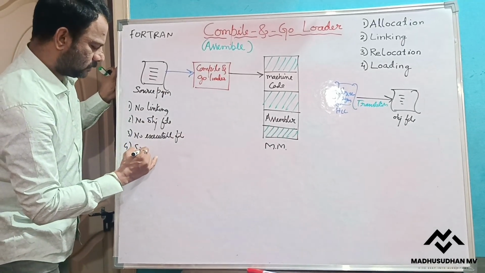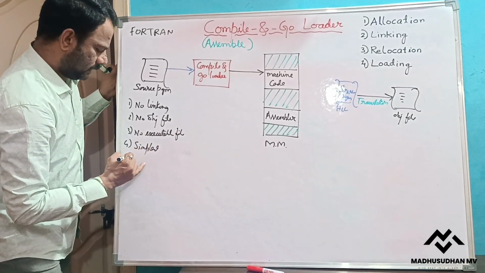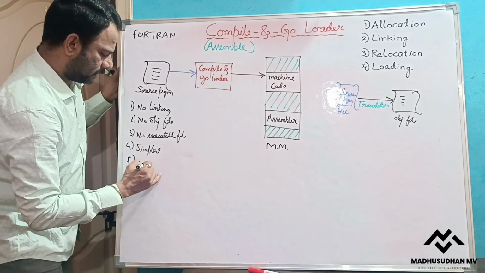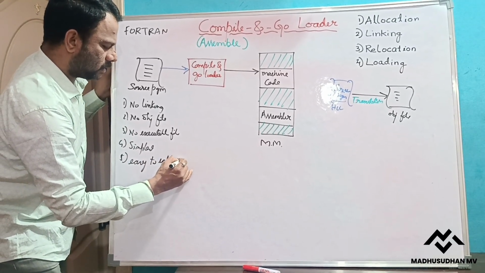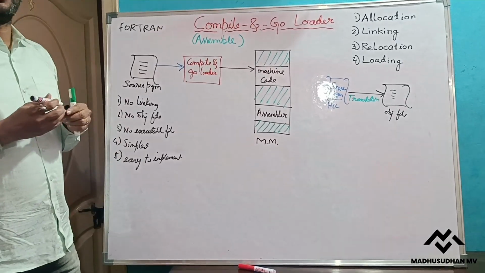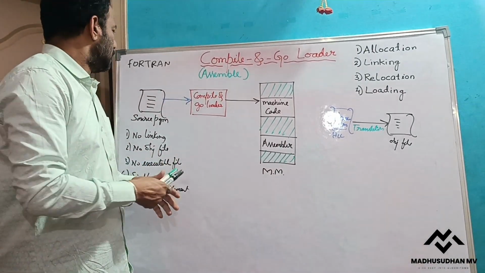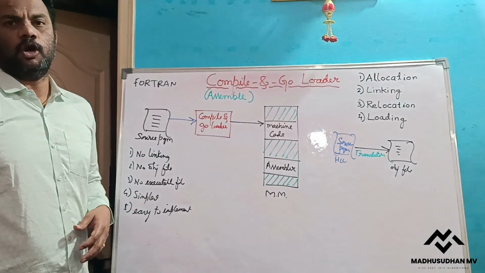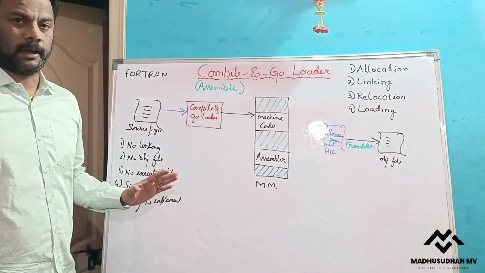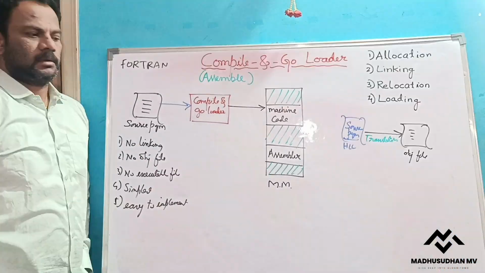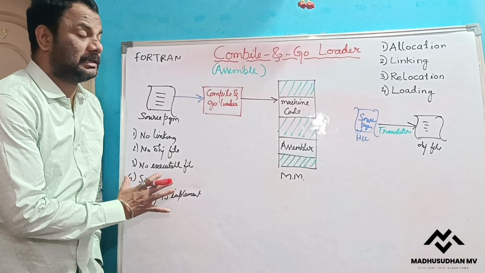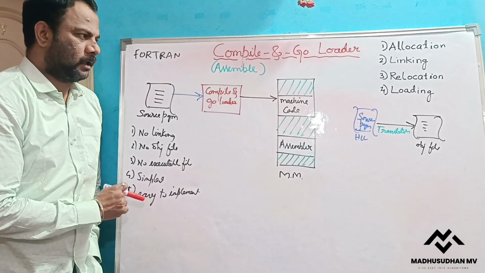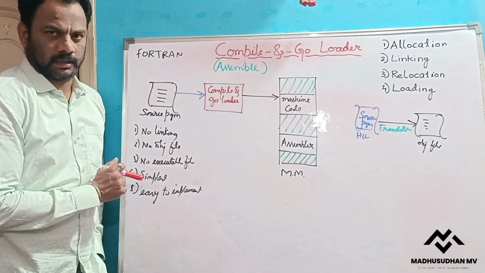Simplest, and it is easy to implement. Okay, these are the advantages of using this compile and go type of loader. Hope you understand. Now let us see what the disadvantages are. We know the advantages of this, and let us see the disadvantages of this loader. So what are the disadvantages actually?